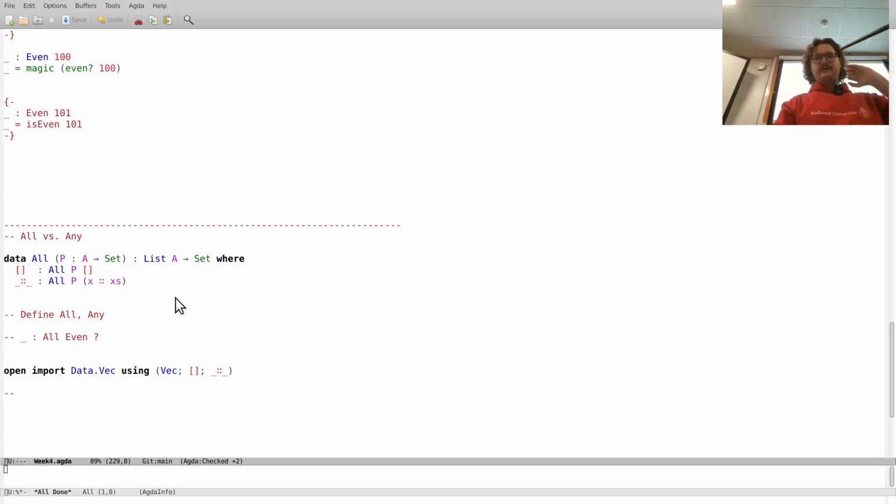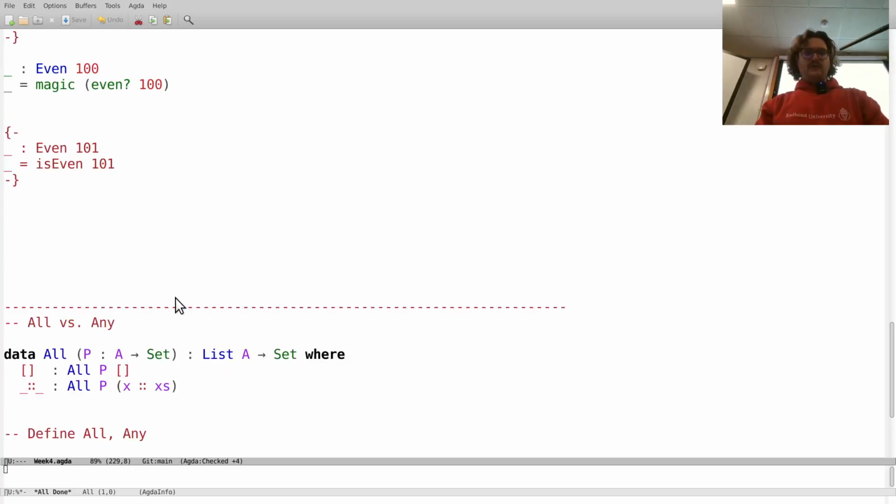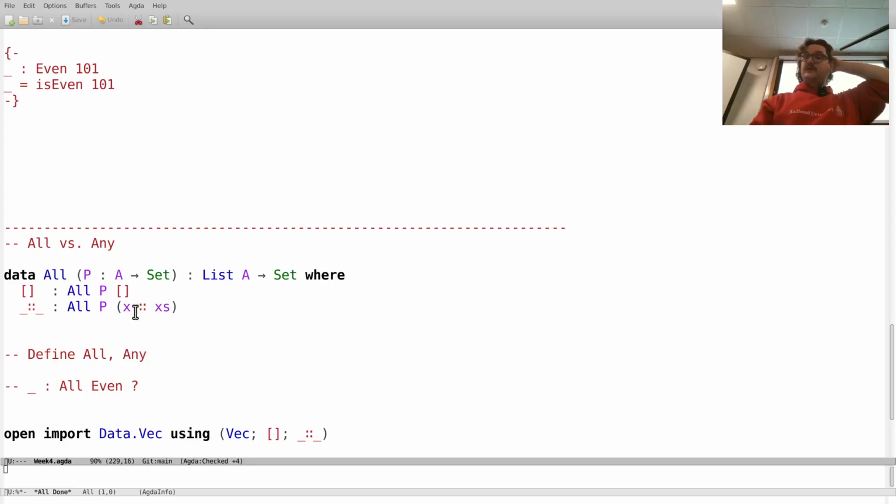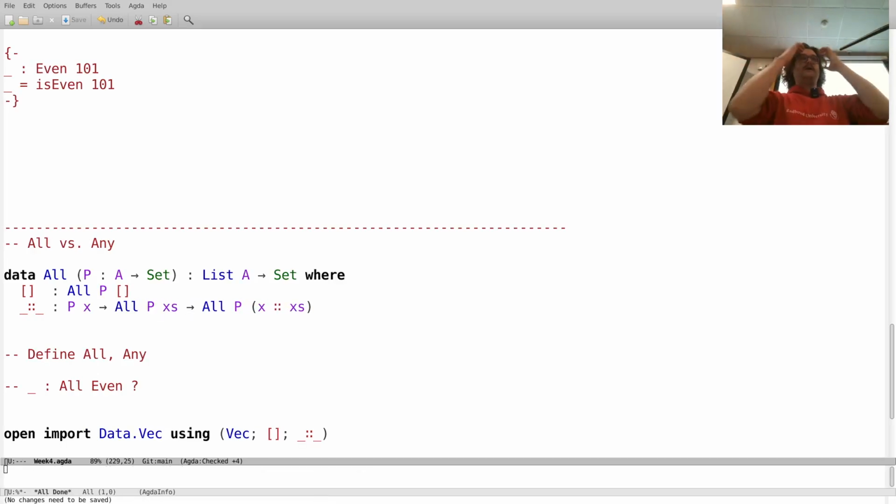What does it mean for P to be true of all of the values in the list that starts with X and continues with Xs? Well, P better be true of X, and then P better be true of all of the elements in Xs too. And so again, this has exactly the same structure as the list, so we're using the same constructors.